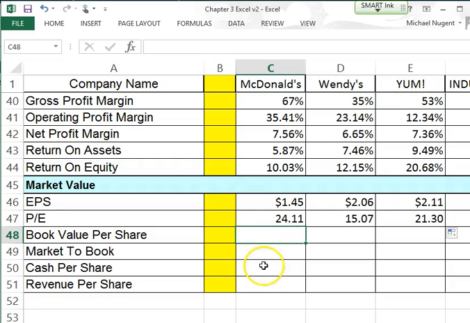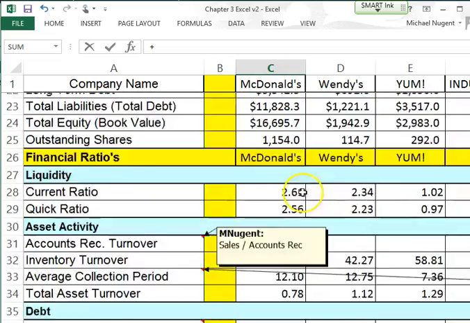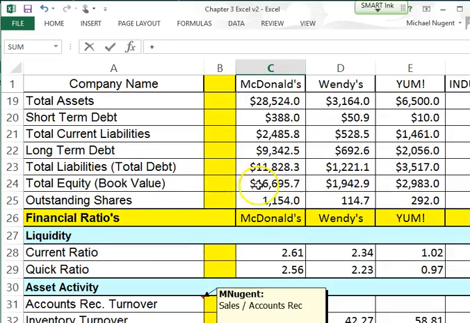Okay, book value per share. We're going to take the equity, you see I put in quotations book value, and divide that by the outstanding shares. So book value divided by outstanding shares gives you the book value per share. Get it?